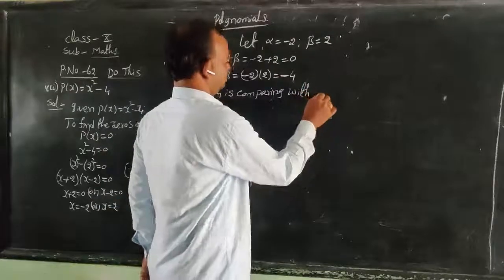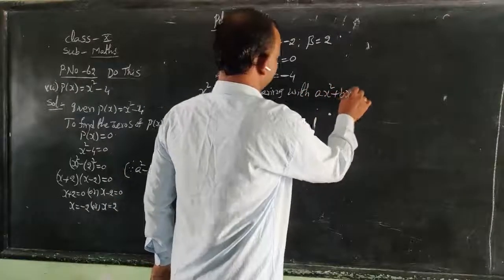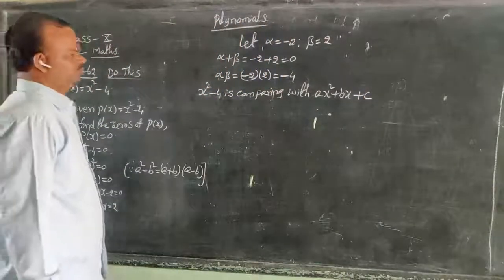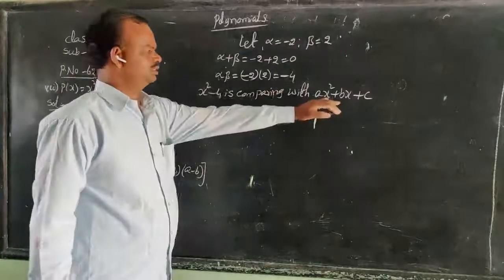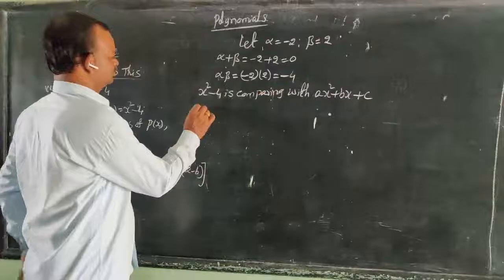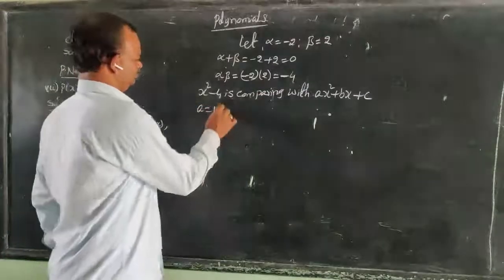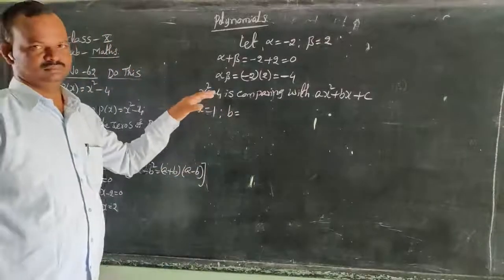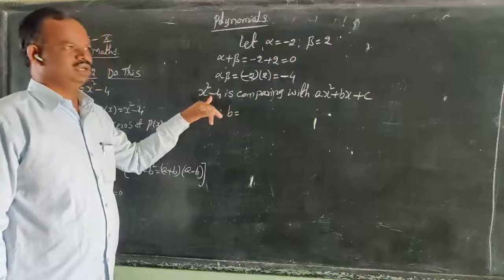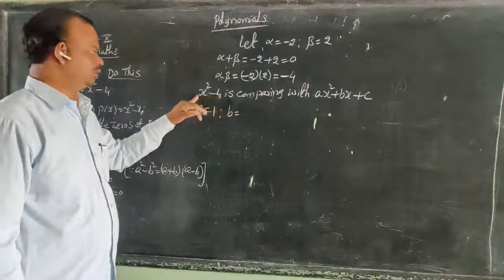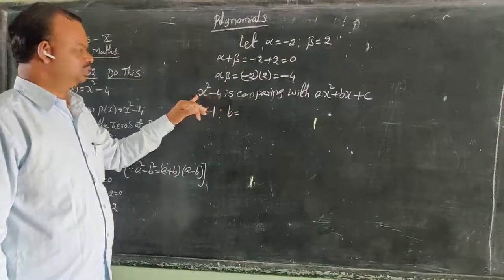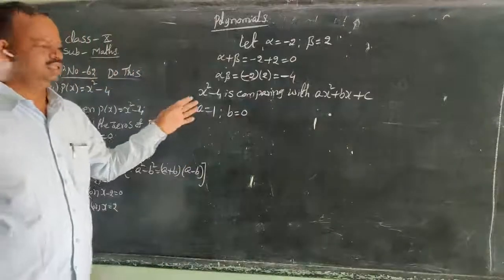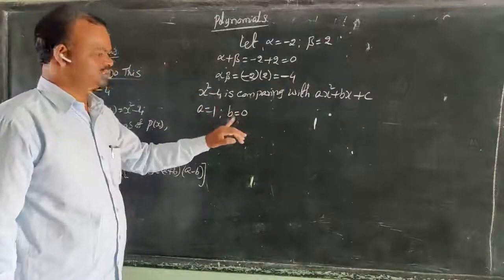ax square plus bx plus c. Here the coefficient of x square is a, and the coefficient of x square is 1, and the coefficient of x is b. Here there is no x term, it has only the x square term and a constant term. So the coefficient of x is 0 because there is no such term in the given polynomial. So its value is 0.